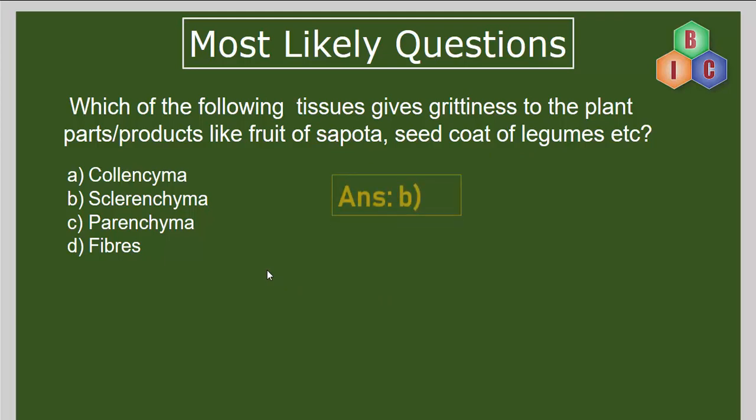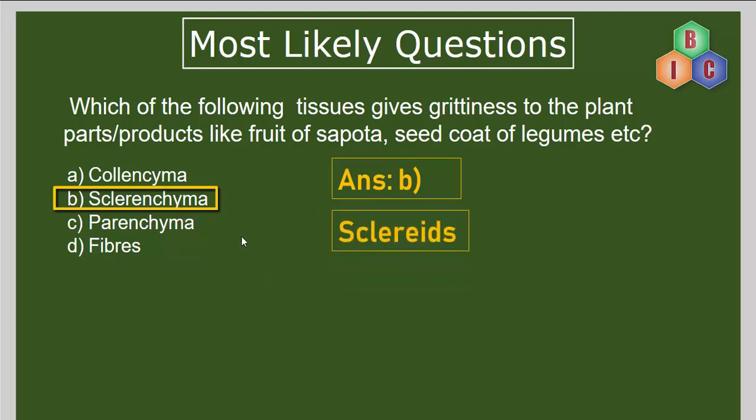Now let's see which one is the answer. Answer is option B, that is sclerenchyma. Now let's understand more points regarding this sclerenchyma. Sclerenchyma are of two types, namely the sclerites and the fibers. The fibers option is given to us, but this is not the correct answer. It is the sclerenchyma sclerites which are giving this grittiness to the plants and the parts of the plant and the products of the plants like sapota, seed coat of legumes, etc.